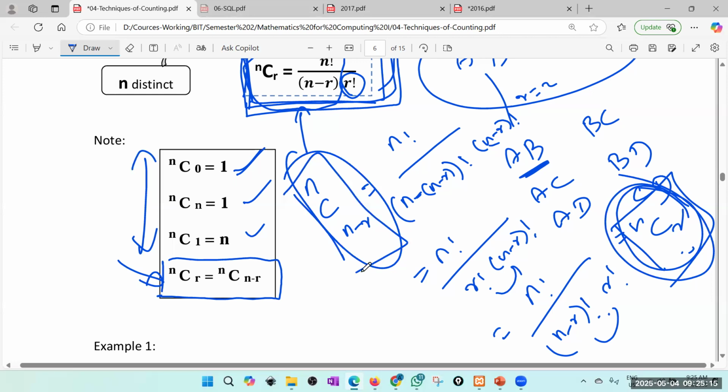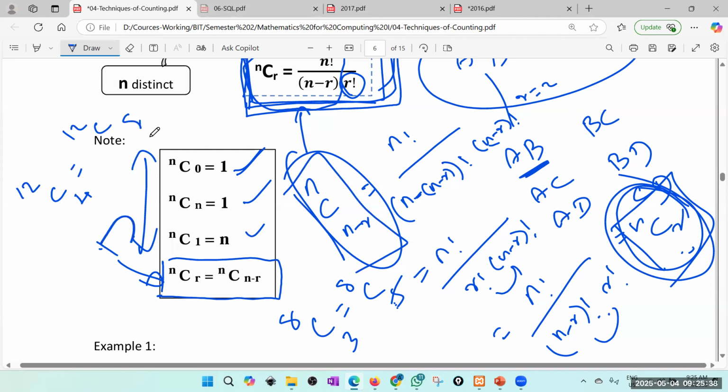So therefore, at any time, if you see 8C3, it is the same as 8C5, because 8 minus 3 is 5. If you see 12C4, it is the same as 12C8, because 12 minus 4 is 8. And if you simplify this using the formula, you will get the same answers.